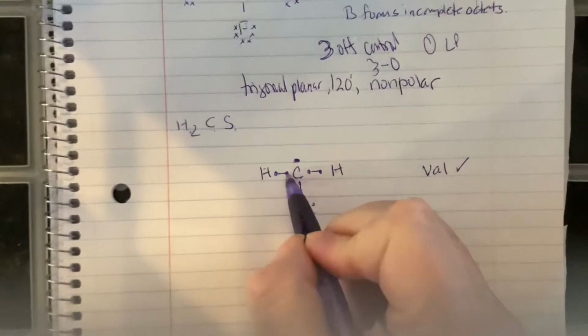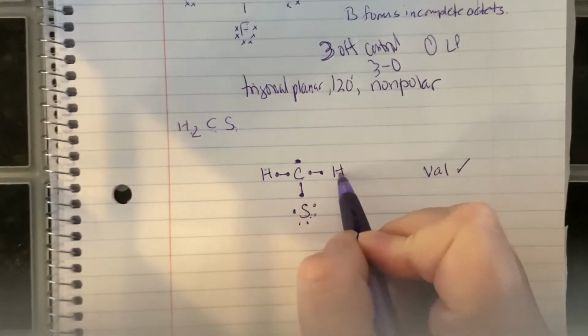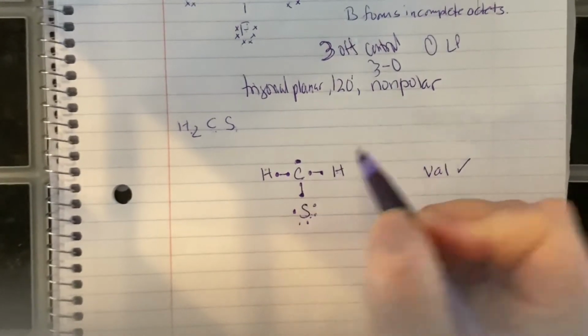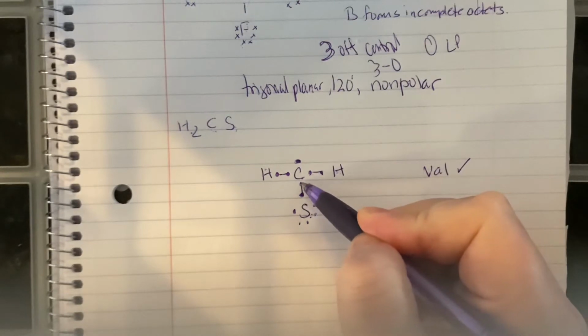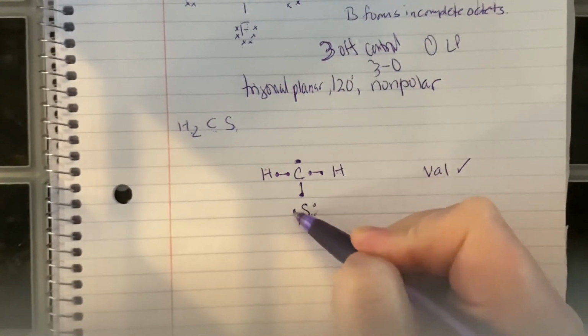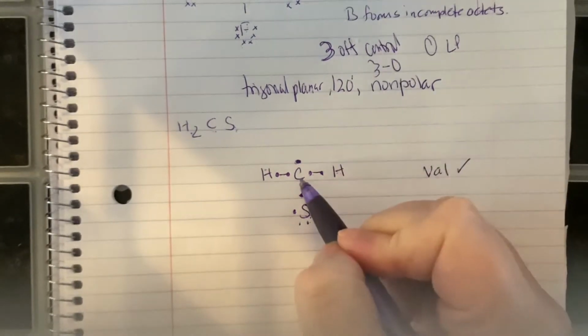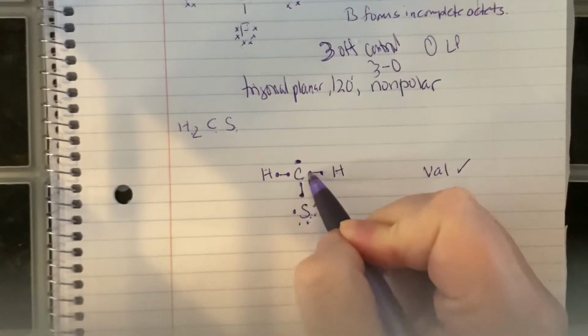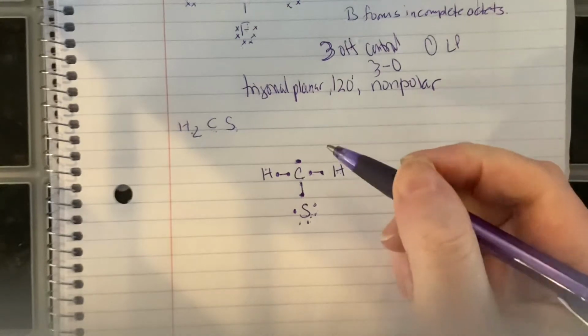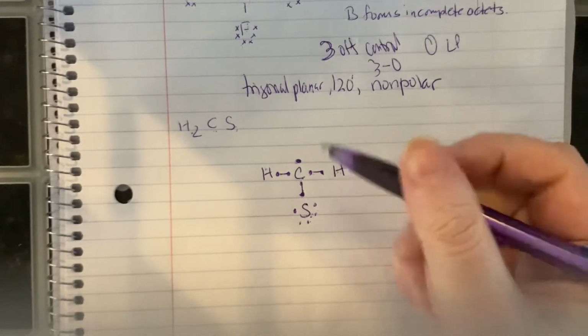Okay, hydrogen is happy. He has 2. This hydrogen's happy. He has 2. This sulfur is not happy. He has 1, 2, 3, 4, 5, 6, 7. That's incomplete. Sulfur wants to have 8. Carbon here, 1, 2, 3, 4, 5, 6, 7. He is not happy. So I need to up that level of bond.